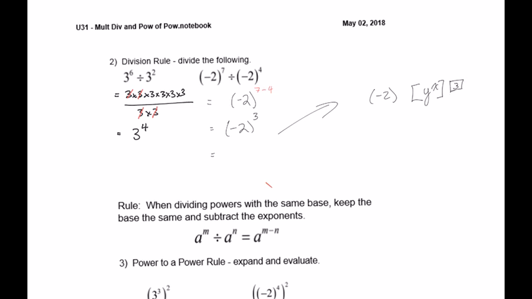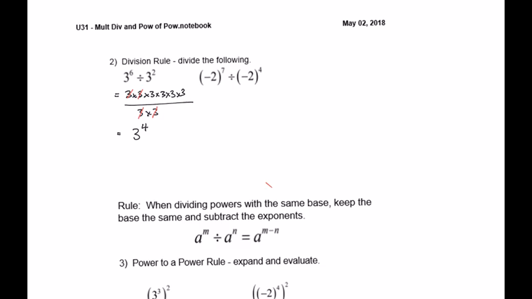And you're going to get, as your final answer, -8. So the rule for dividing powers with the same base is keep the base and then simply subtract the exponents and then evaluate.